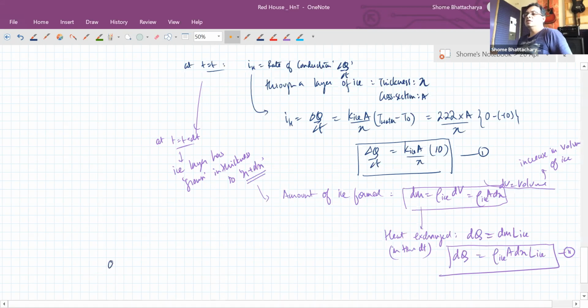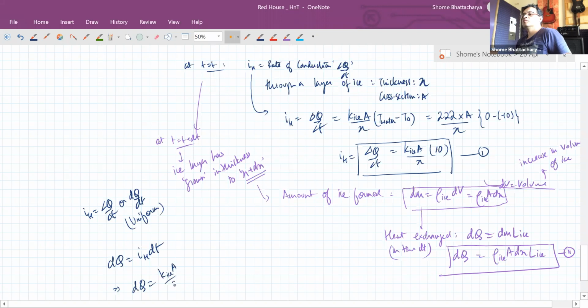Okay. Now we connect the first and second equation. So dq should be equal to heat current into dt, because heat current only is equal to delta q by delta t or dq by dt, which is uniform at steady state, uniform and constant. So this dq is equal to this heat current into the temperature difference into dt.